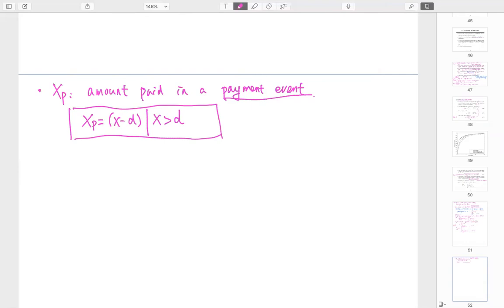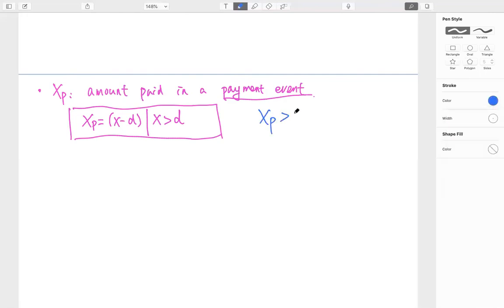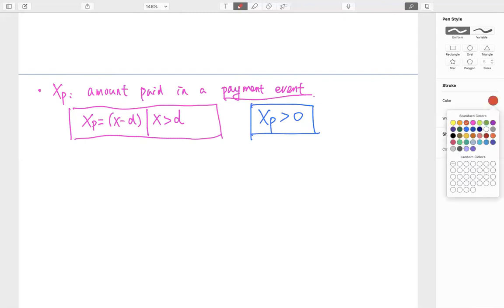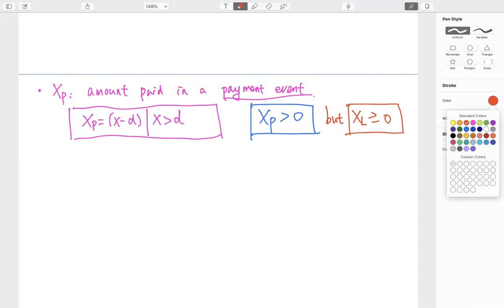So our first job is to notice that X_P is always bigger than 0, but X_L can be 0. We already analyzed that on the previous page. So now our question is, what would be the probability function of my X_P?